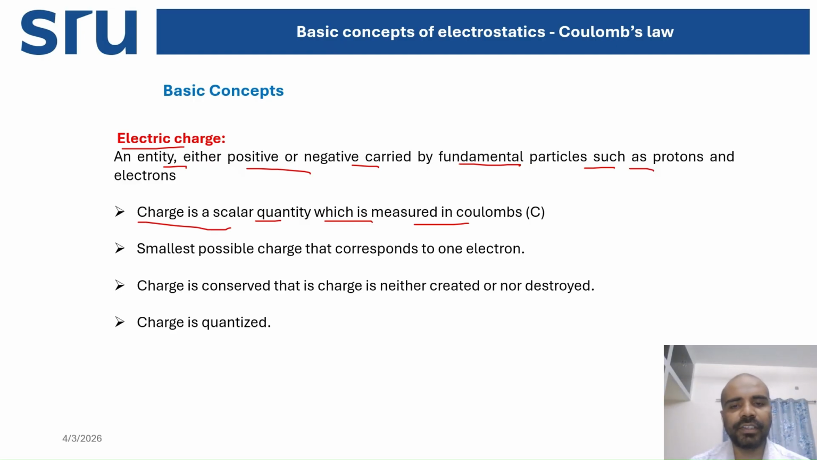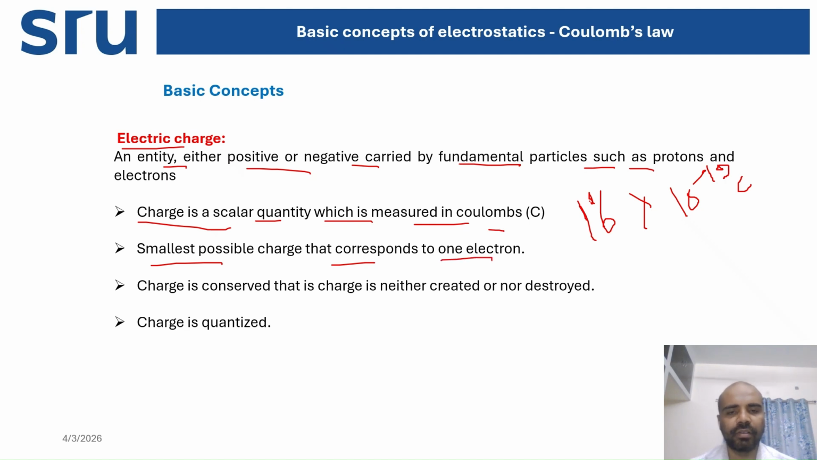What is the one electronic charge? One electronic charge is equal to 1.6 into 10 to the power minus 19 coulomb, right? So this is the value of one electronic charge. So charge is a scalar quantity, so it has only magnitude, no direction, and it is measured in terms of coulomb, right?